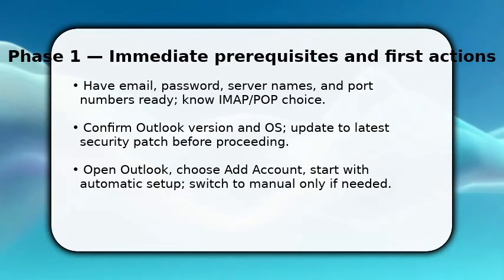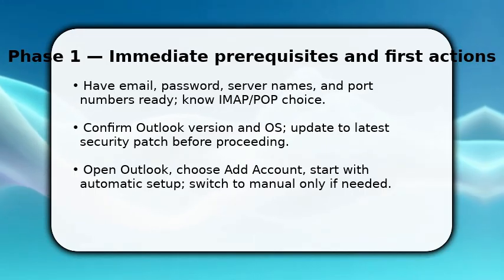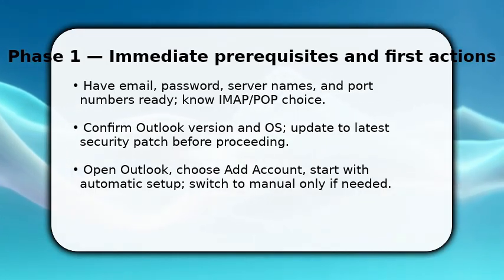You begin with essentials: account, password, server names, and port numbers. Keep them handy. Once ready, open Outlook and choose Add Account. Automatic Setup tries common settings first.